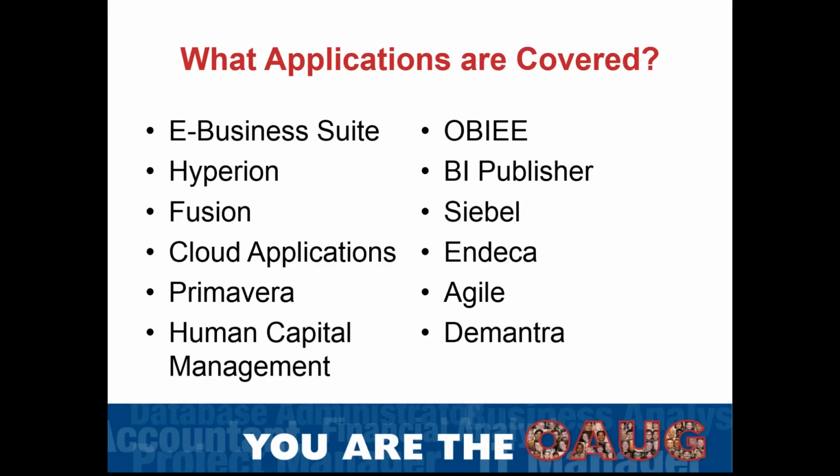Another question that we get frequently is which applications are covered? If you use the applications that you see here on the screen, then you are certainly talking to the right group of people. Here we have listed the applications that we cover under OAUG membership. Although most of our members do fall into the EBS and Hyperion categories, we have information on all of the applications that you see listed here and more.